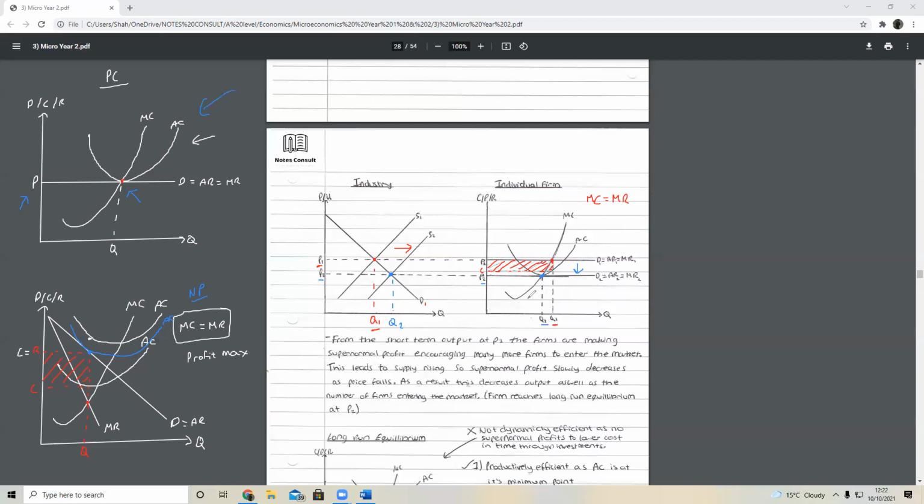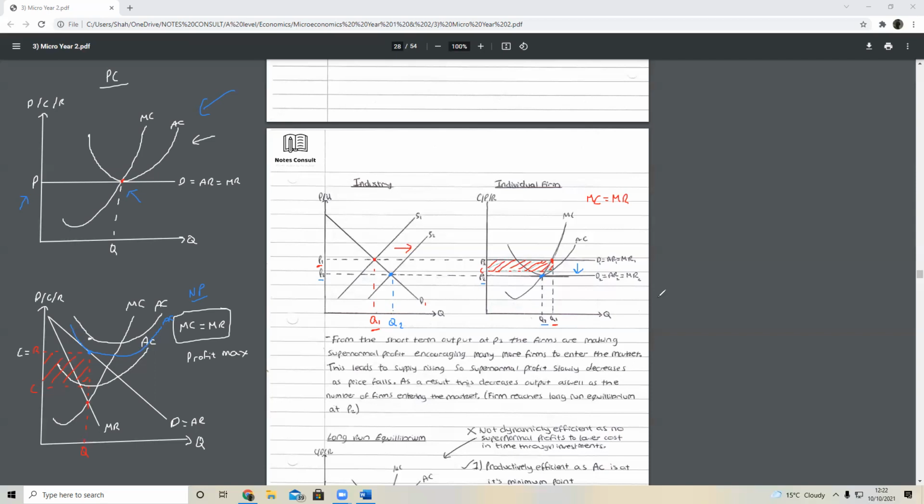Do you know when you draw the second demand curve on the firm's diagram, the D2, AR2, MR2? You first draw that at the bottom of the AC, and then you follow it along to the industry, right? And then you draw the new supply curve from there. That would be helpful.